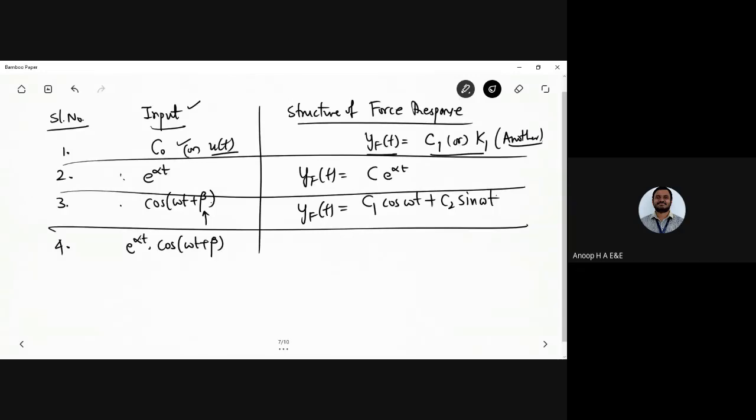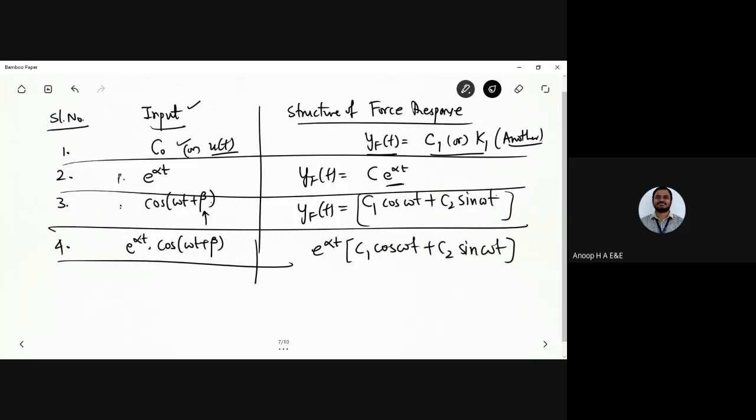So multiplying these two inputs. If I have the fourth one, that is e power alpha t into cos omega t plus beta, then along with this you are going to have e power alpha t being multiplied. So e power alpha t, C1 cos omega t plus C2 sin omega t.